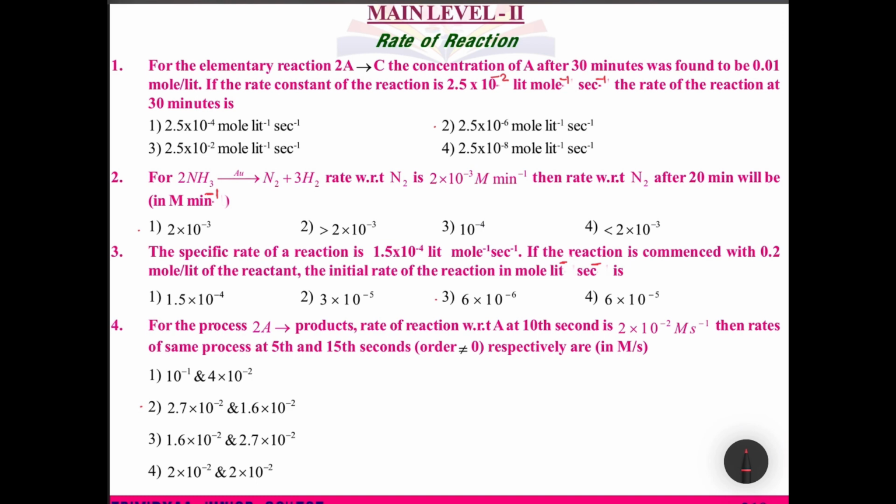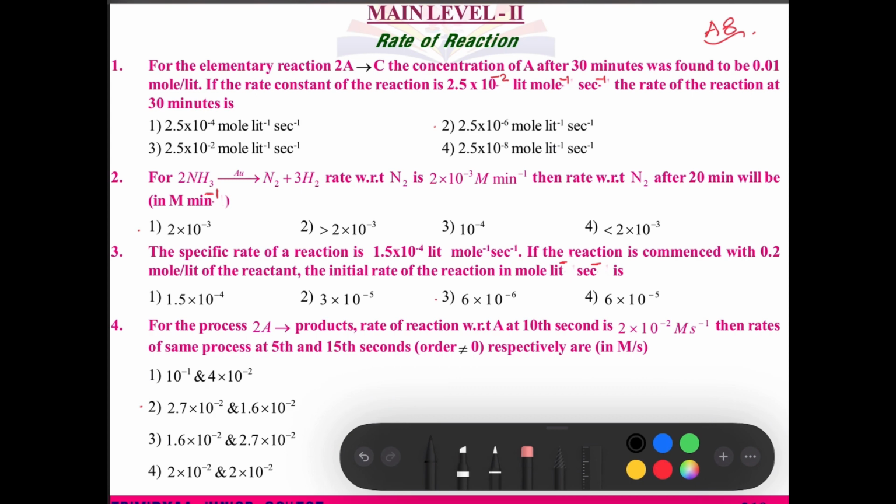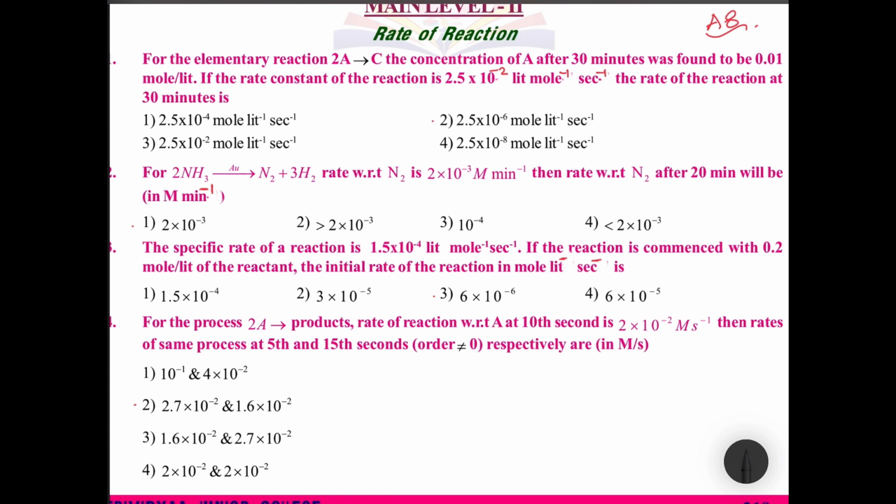Chemical kinetics assignment number 8. For the elementary reaction 2A gives rise to C, the concentration of A after 30 minutes was found to be 0.01 moles per liter. If the rate constant of the reaction is 2.5 × 10^-2, the rate of the reaction at 30 minutes is.